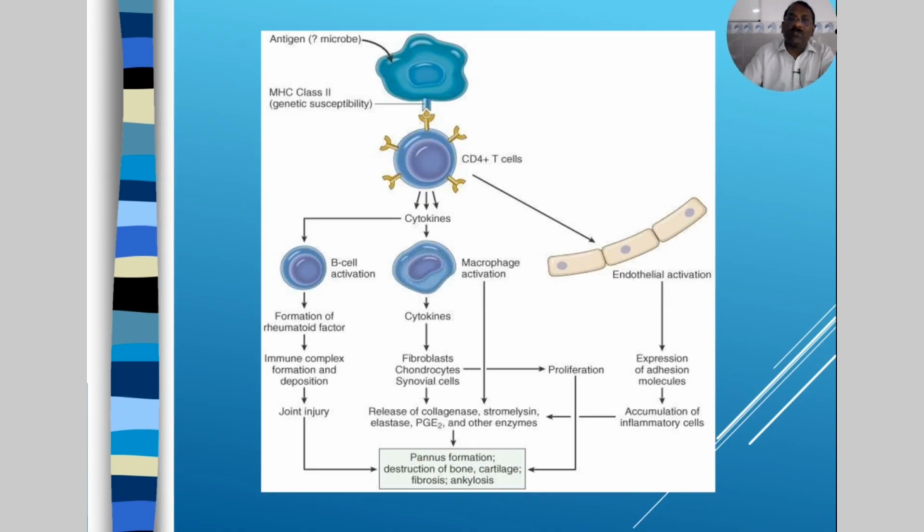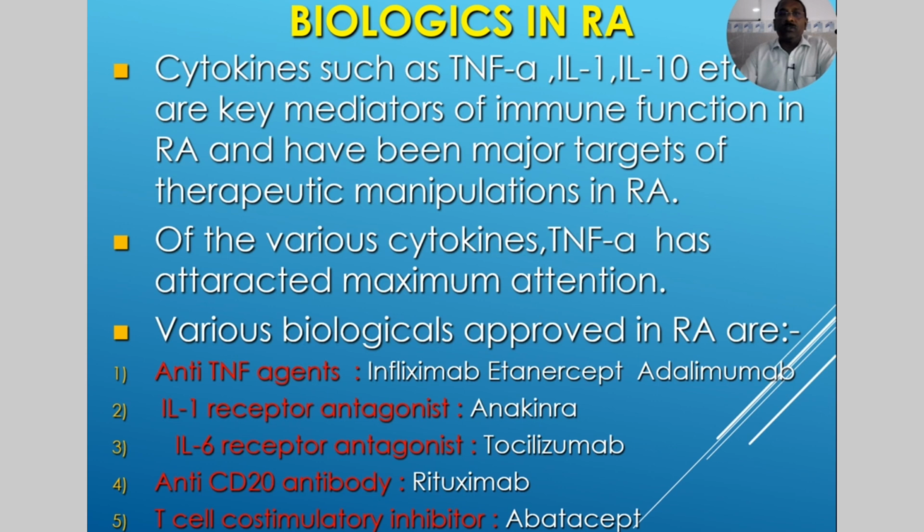So this slide I showed you last week: your CD4 T cell targeting, endothelial activation, macrophages, B cell activation, and finally the pannus formation. So these cytokines are the key mediators of the immune function. It's an immune disorder, and you are using the mediators of these immune functions, like your biologicals, in rheumatoid arthritis, and they have been major targets of therapeutic manipulation in rheumatoid arthritis. Of the various cytokines, tumor necrosis factor alpha has attracted maximum attention.